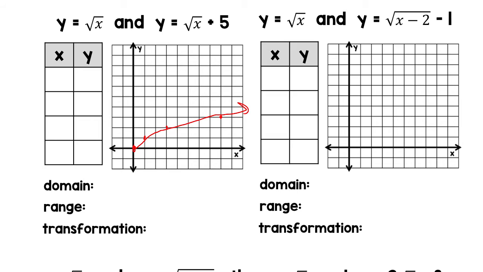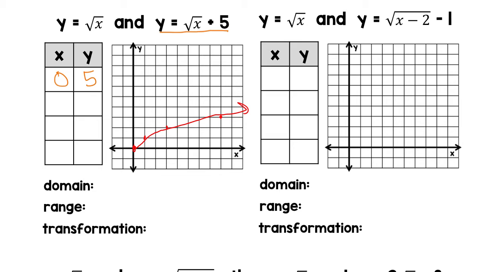So now let's plot y equals square root of x plus 5. Well, our h, there is nothing under the radical with x again, so h is 0. And k, we do have a k this time, and k is 5.